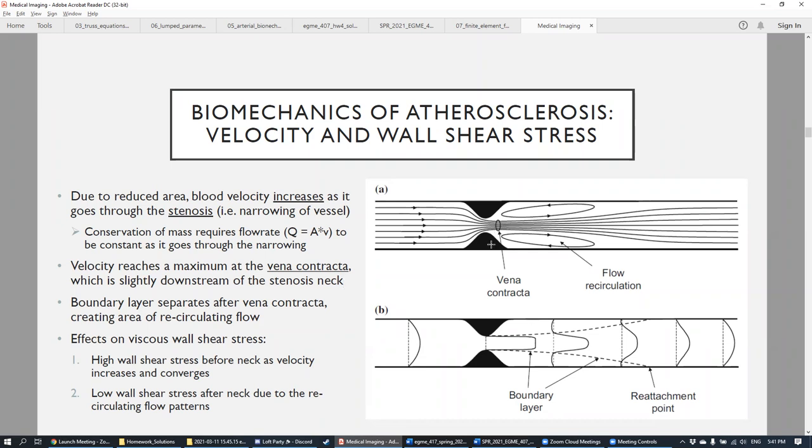And then after you reach this vena contracta, the flow is going to expand, so you can almost think of it as an expanding nozzle. And then you're going to have a lot of flow recirculation off the back end right here. What's interesting is that because of the maximum velocity and these recirculation zones, you're going to have some very interesting profiles of wall shear stress. In the neck, you're going to have very high wall shear stress because the flow has to accelerate to go through the neck. But after the neck, in these recirculation zones, the fluid velocity is generally relatively low, so you're going to have relatively low wall shear stress. So you have two extremes: high wall shear stress in the neck region and low wall shear stress on the back end. And that actually affects how the plaque progresses as well. All right, any questions on this so far?